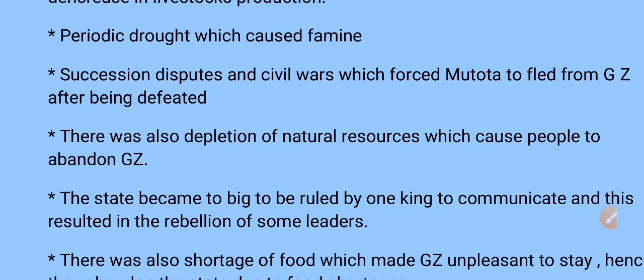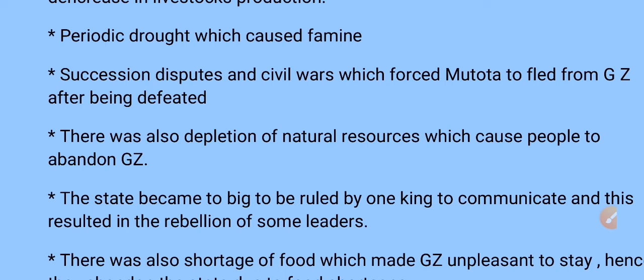So number 1, it was built as a religious center. We also say it was built as a trading center. It was also built as a royal residence. It was also built as an administration center. It was also built as a symbol of power. It was built because of good pastures. It was built because of good trade routes. It was also built because it was near rivers, like Mutirikwi River. It was also built for defense. So you can write these points.